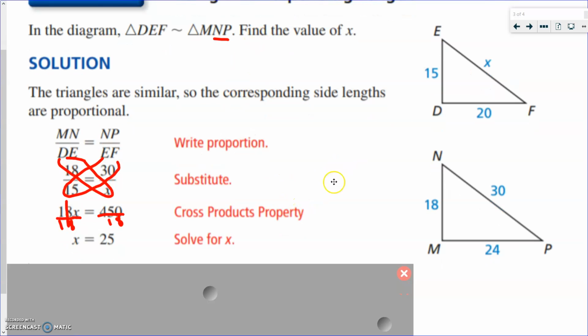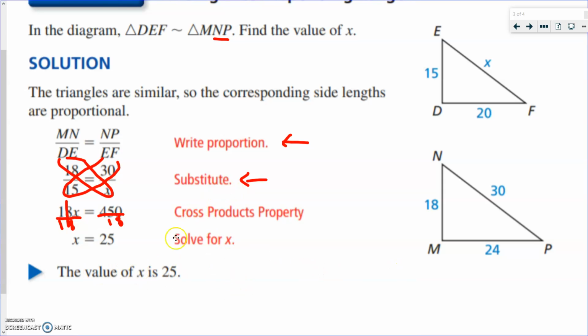It's not super hard if we just take our time and list the corresponding sides over each other and write our similarity statement. We always start off with our proportion. I would use the letters, then substitute in the values, and then solve. So the total value of x is 25.